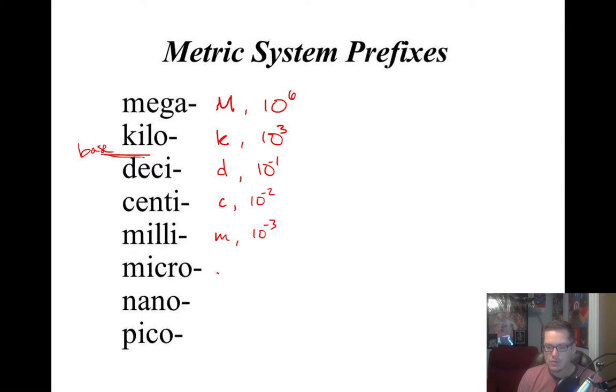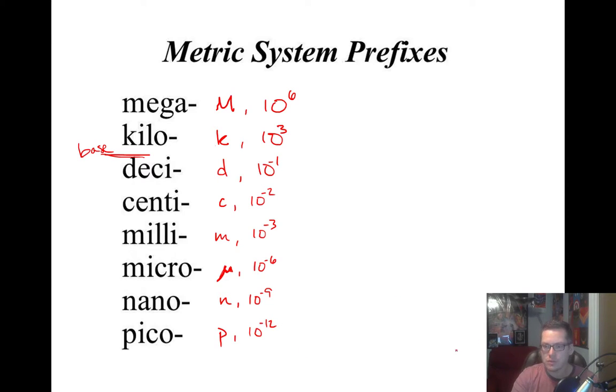Okay, micro is my personal favorite because it's this cool little U. It looks like a U, right? There's the U part of it, but it's got a tail hanging off the front. And that's 10 to the minus 6th. Nano is a lowercase n, and it's 10 to the minus 9th. And then pico is with the lowercase p, and it's 10 to the minus 12th.